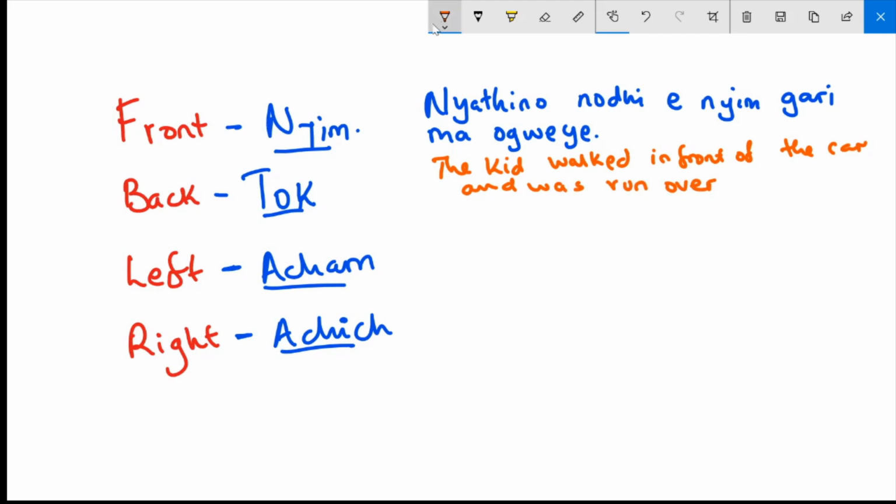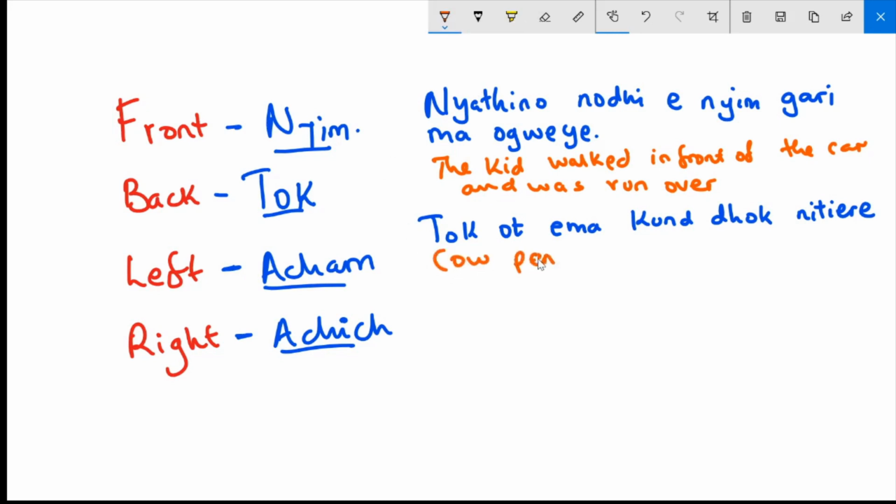The other example is for tok. Tok would be, what example do I give? En tok ot ema kund dhok nitiere. Now in a sentence in English, this means at the back of the house, the cow pen is at the back of the house. Is it cow pen? It's cow pen. Cow pen is at the back of the house.